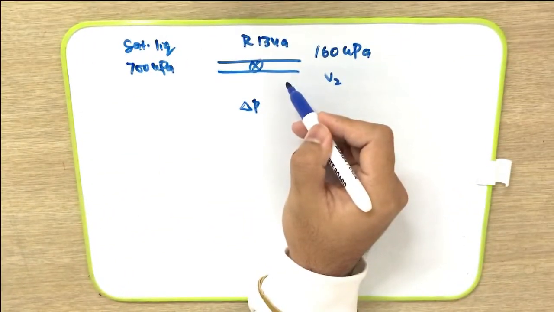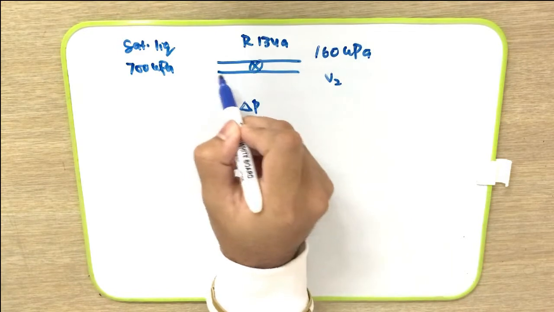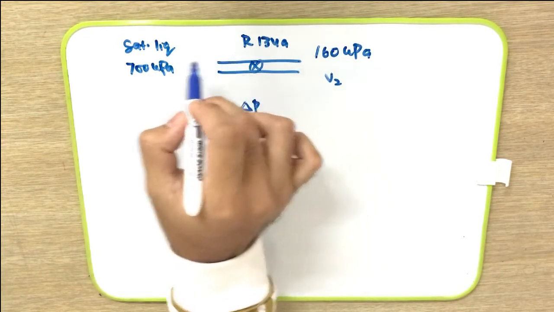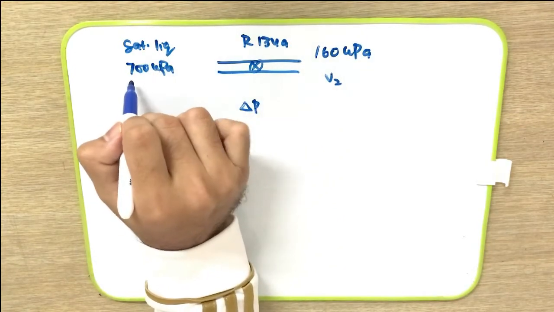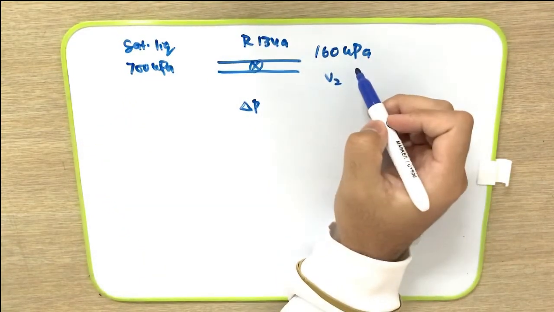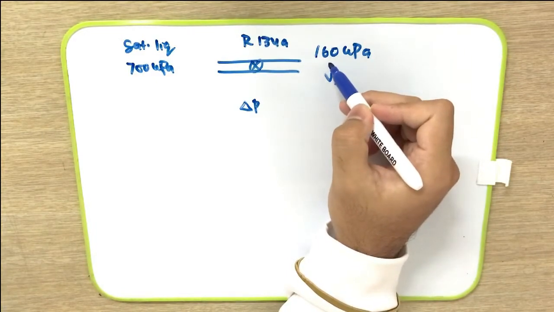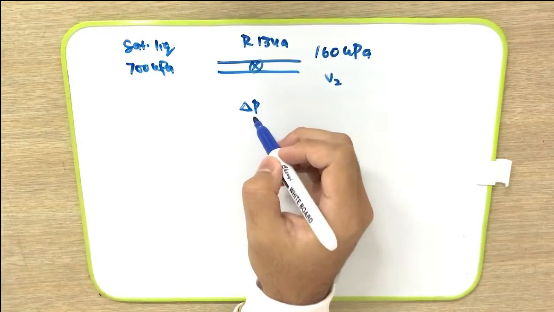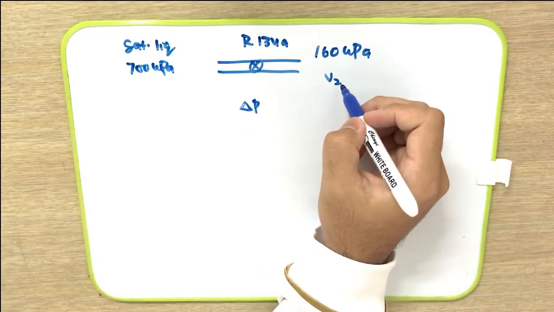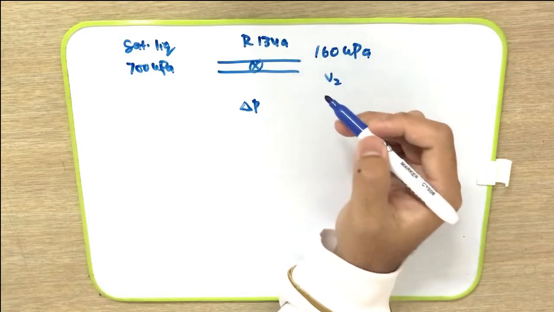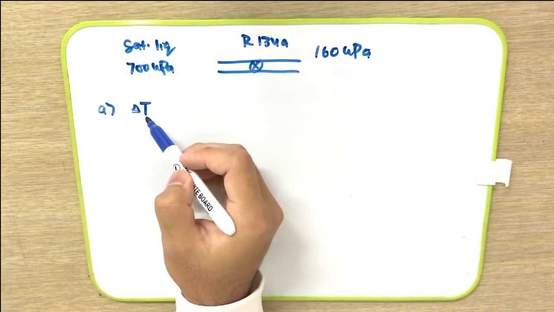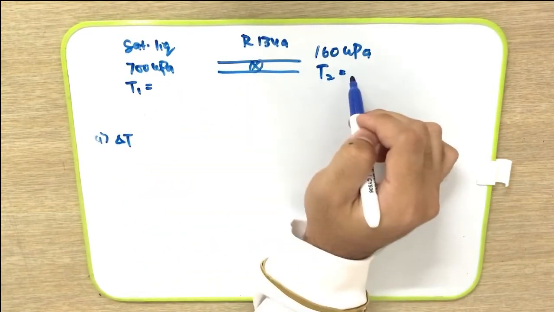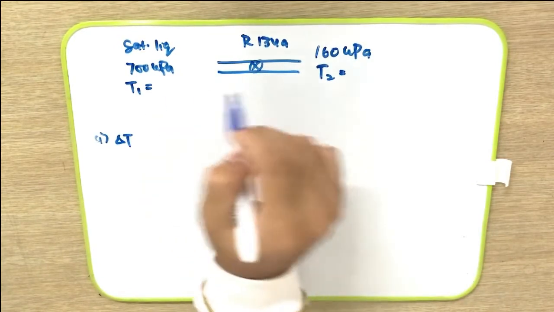We have a throttling valve here, and the refrigerant will go through this throttling valve. At the inlet of this throttling valve, the refrigerant exists as saturated liquid at 700 kilopascal, but at the outlet, the info that has been given is only 160 kilopascal. We need to find the delta T, or the temperature drop, and also the specific volume at the exit of this throttling valve. First, we need to find the temperature drop, because we are not given the temperature info for inlet and also outlet, so we need to find both temperatures.